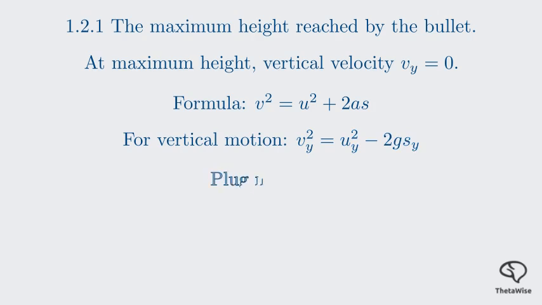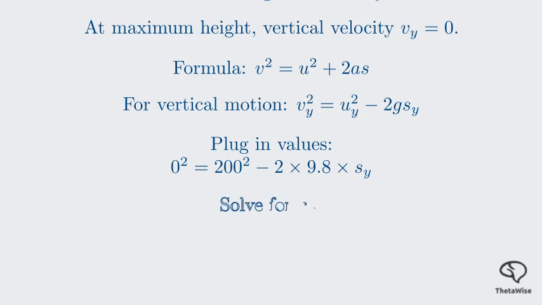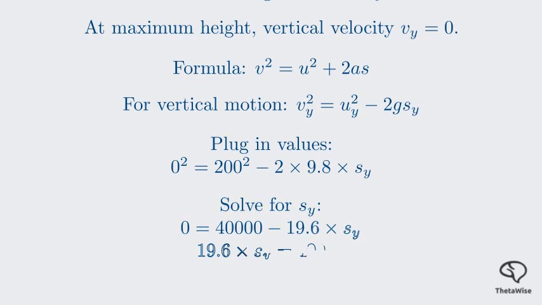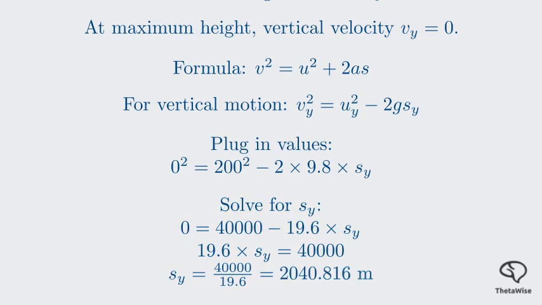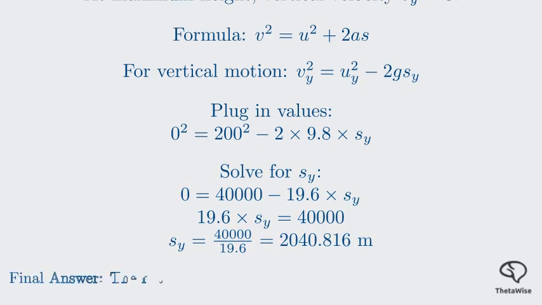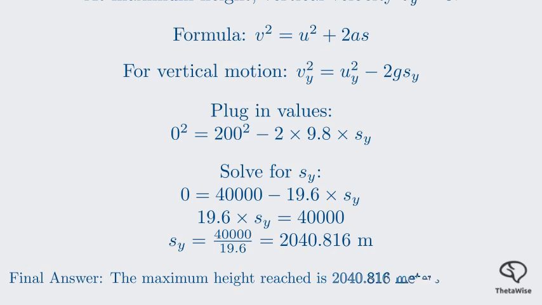Plugging in our values, 0 squared equals 200 squared minus 2 times 9.8 times the vertical displacement, Sy. Rearranging the equation to solve for Sy, we get 40,000 divided by 19.6, which is 2040.816 meters. This is the maximum height. Converting this to kilometers gives us 2.041 kilometers. The maximum height reached by the bullet is 2040.816 meters.